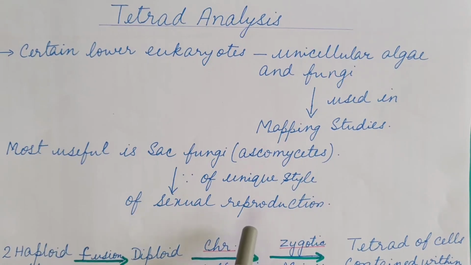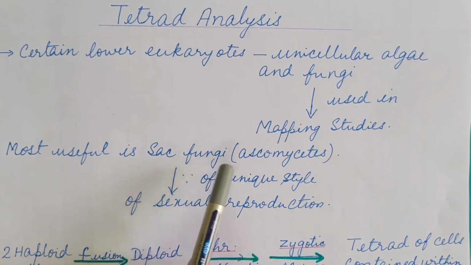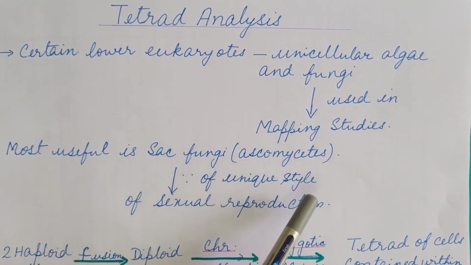Fungi may be multicellular or unicellular and their cells are haploid. That means they have only one set of chromosomes, and they reproduce asexually. But they may also reproduce sexually, for example, sac fungi or ascomycetes.